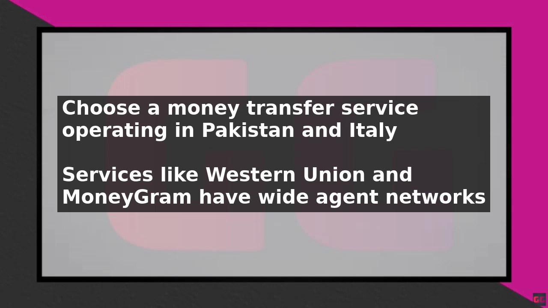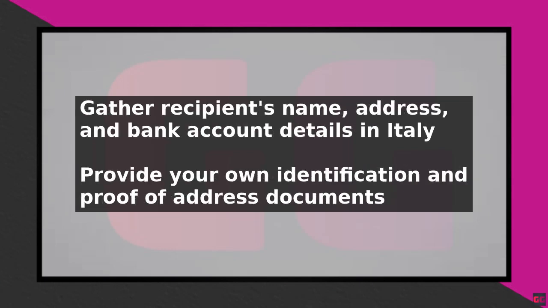Next, you will need to gather the necessary information and documents, including the recipient's name, address, and bank account details in Italy. You will also need to provide your own identification, such as a passport or national ID card, and proof of address. Once you have all the required information, you can proceed to send the money. You can do this online or in person at a local agent location.